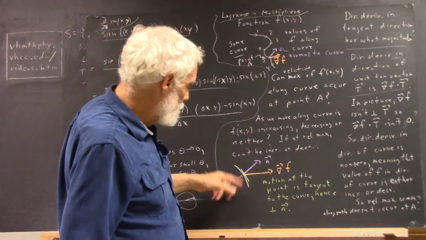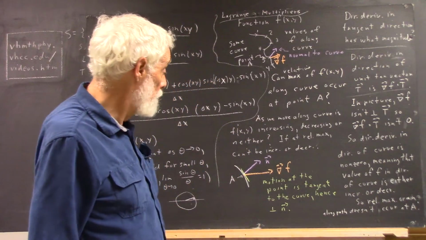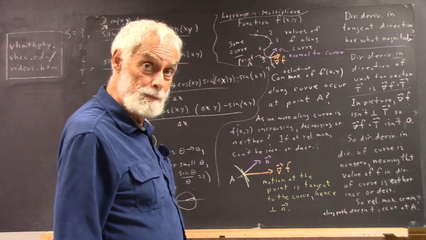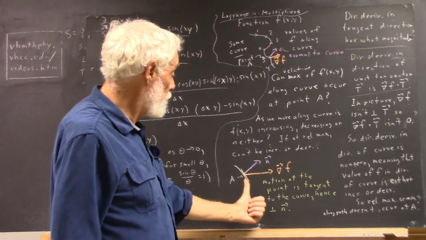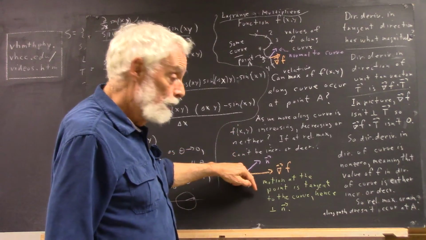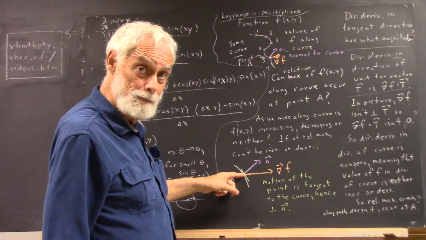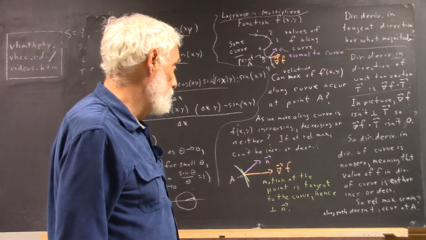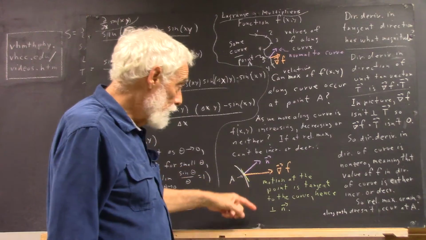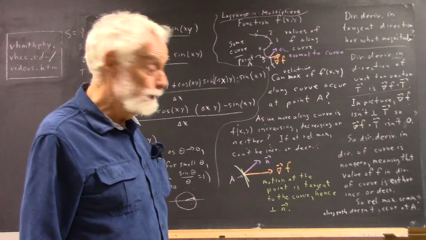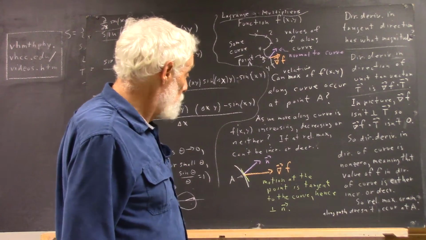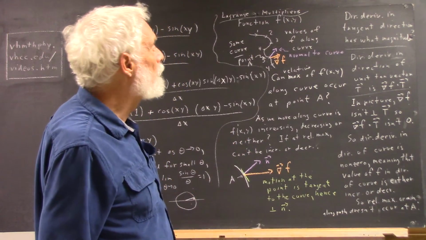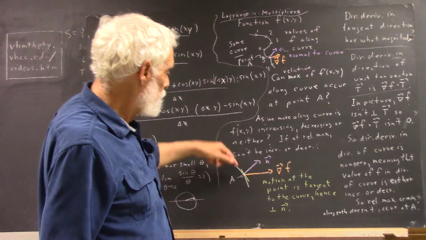Now, here's our situation again with this picture. The motion at point A is along the tangent line. Whether you're going this way or this way, at this instant you're moving in the direction of the tangent line. And the tangent line is perpendicular to your normal vector, isn't it? So we're moving in a direction perpendicular to our normal vector. Now I ask, what's the directional derivative in the direction of this tangent?